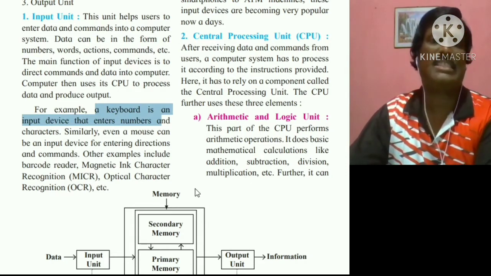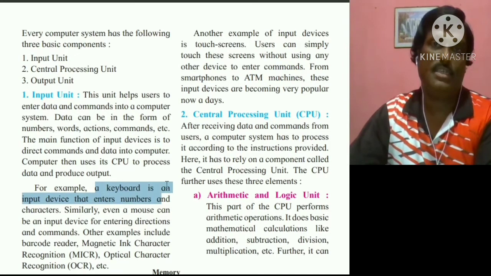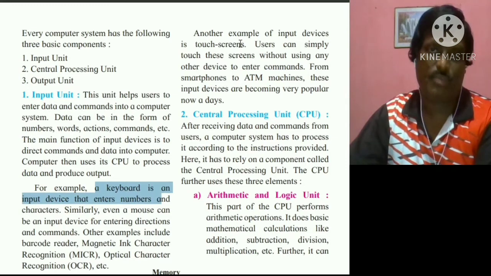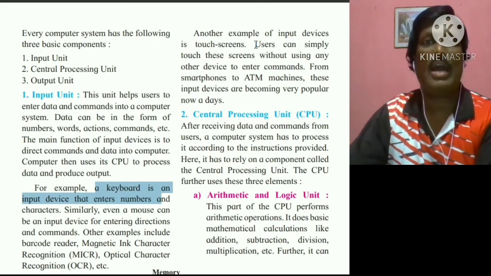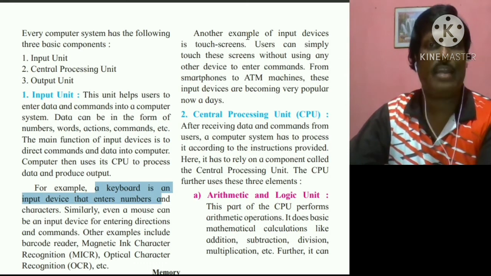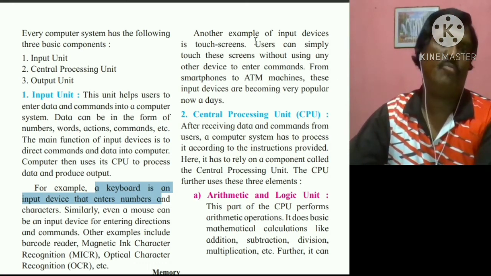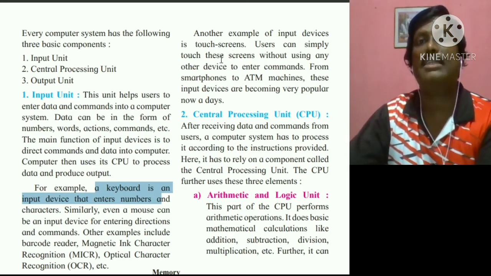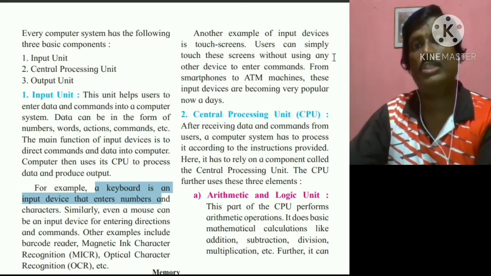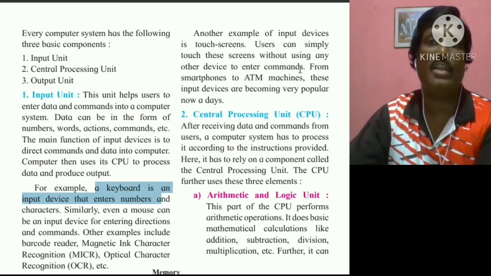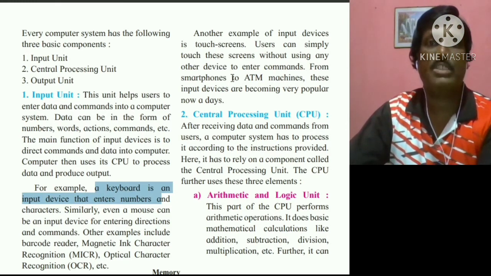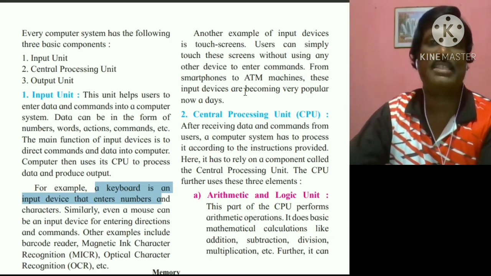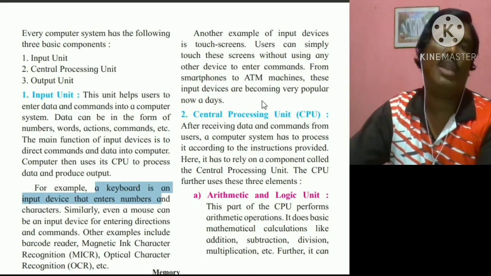Then also there are certain other input devices, that is input device like touch screen. Now we all are aware of the touch screens, and in our daily life we are using this touch screens also. User can simply touch these screens without using any other device to enter commands. From smartphones to ATM machines, these input devices are becoming very popular nowadays.